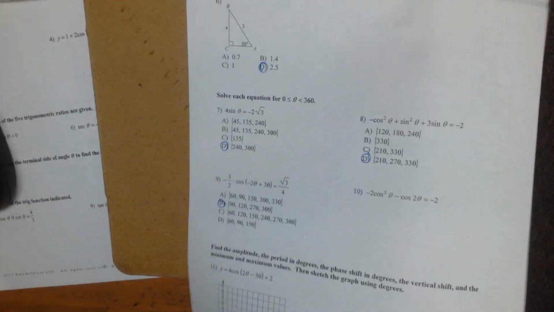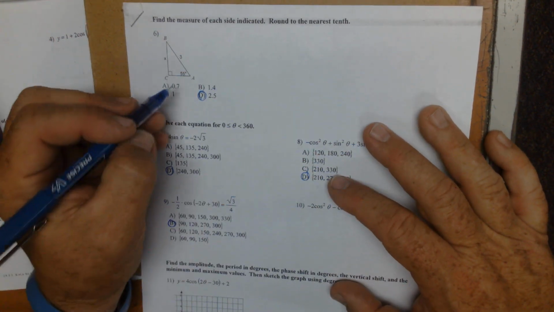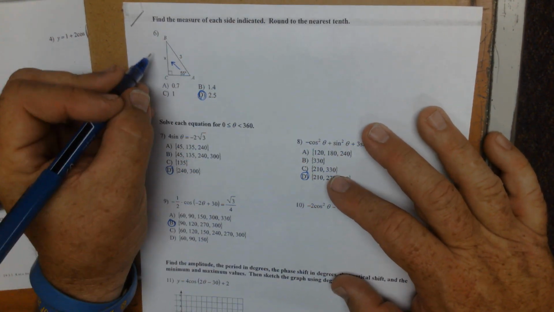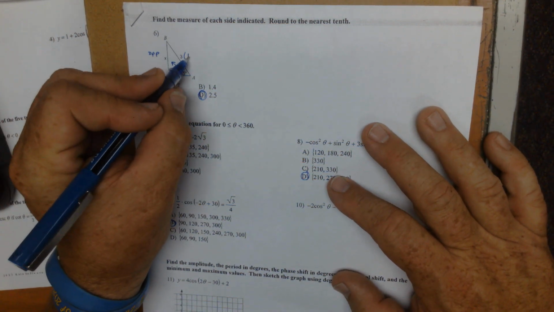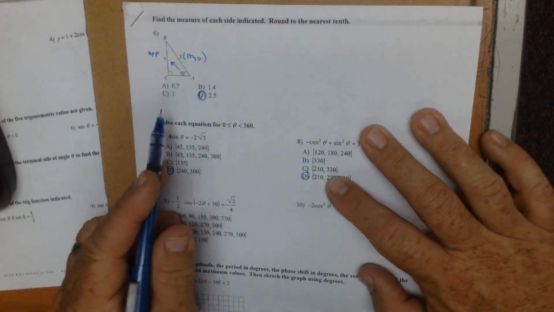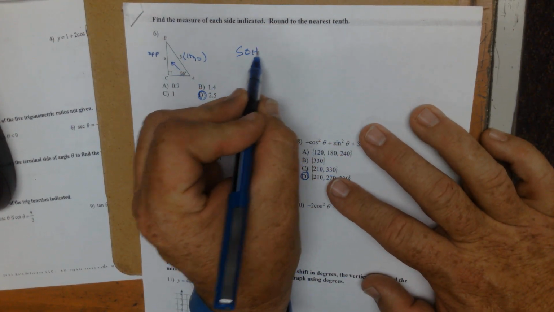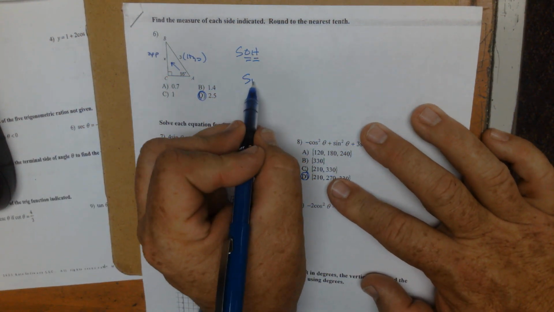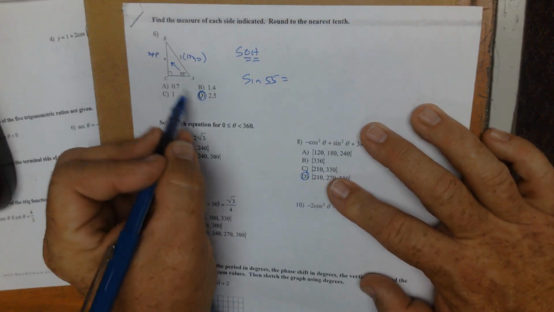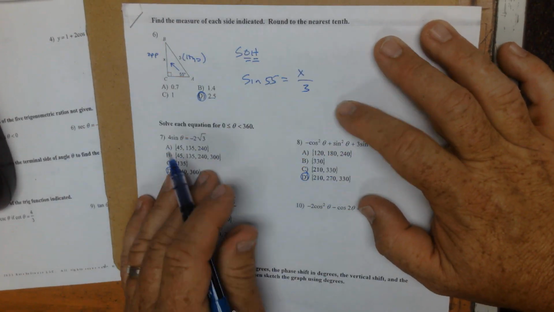All right, so let's do this other one. Same thing here. Let's label everything. They give me this angle. So this angle is opposite. This angle's hypotenuse. So now I can set up my ratio, because sine is opposite over hypotenuse. So the sine of 55 degrees is equal to x over 3.